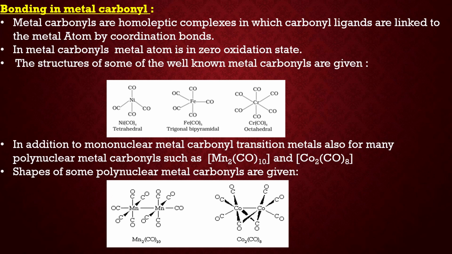In addition to mononuclear metal carbonyls, some polynuclear metal carbonyls are also possible. For example, Mn2(CO)10. In the figure, the first one is Mn2(CO)10, where 2 manganese central atoms are surrounded by 10 carbonyl ligands. And the second figure is of Co2(CO)8, where 2 cobalt atoms are surrounded by 8 carbonyl ligands.